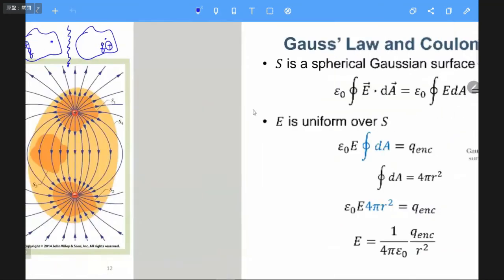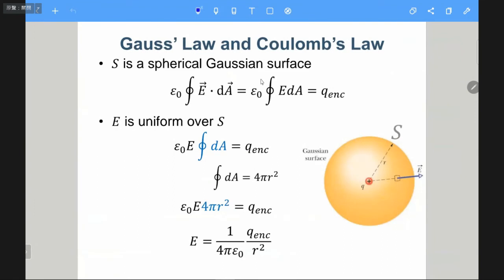Okay, so next, it says the Gauss law is compatible with Coulomb's law. We could actually derive Coulomb's law from the Gauss law. So let's see how we can apply the Gauss law to a charge. Here we have a charge Q, which can be either positive or negative. It doesn't really matter. And then we define a Gaussian surface.